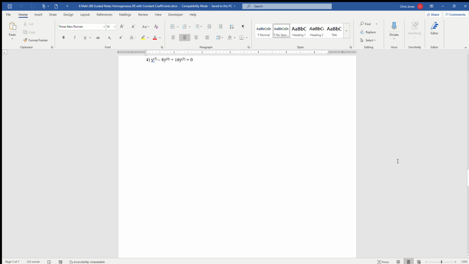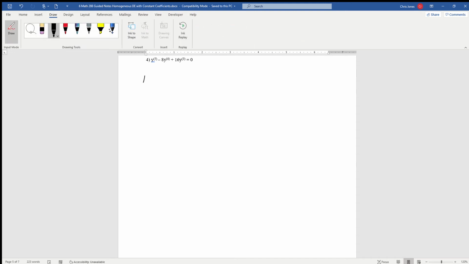So just a few more examples of these homogeneous differentials. Let's go ahead and take a look at this: y fifth derivative minus 8 fourth derivative plus 16 third derivative is 0. Characteristic equation, pretty easy. m to the fifth minus 8m to the fourth plus 16m cubed equals 0.